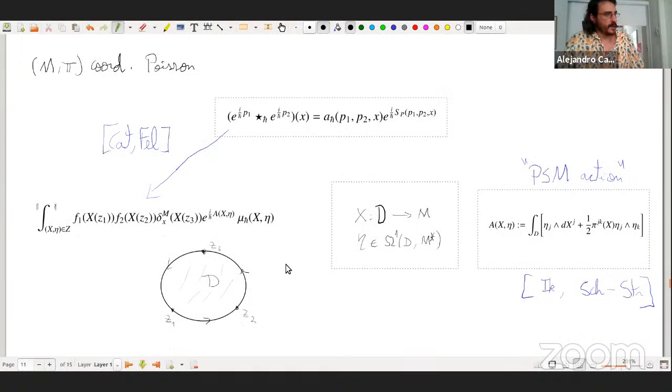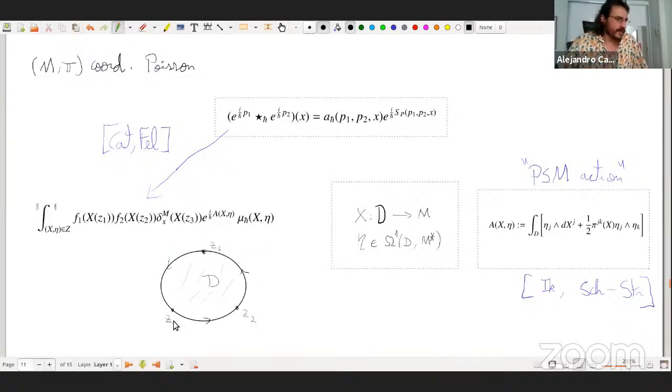of an expression like this that I will outline in a second. So in this formula, I want to highlight two things. The first is that this X, big X and eta, big X is a map from a disk into M. Here is the disk. Eta is a one-form on the disk with values in the dual vector space, that is, the coordinates of M.